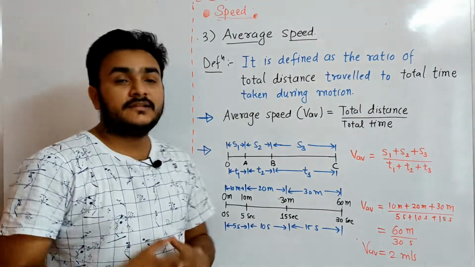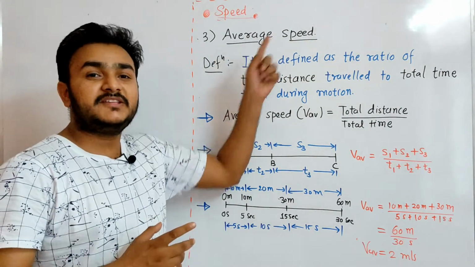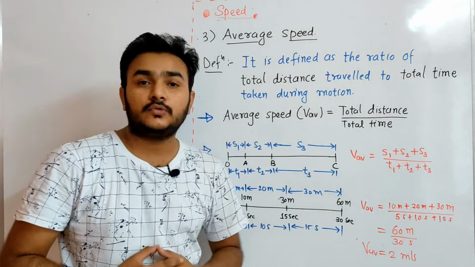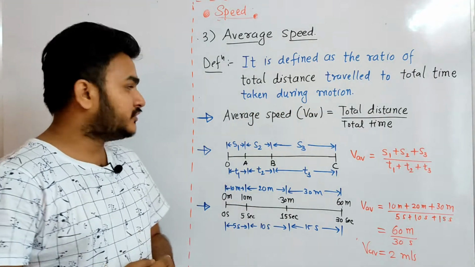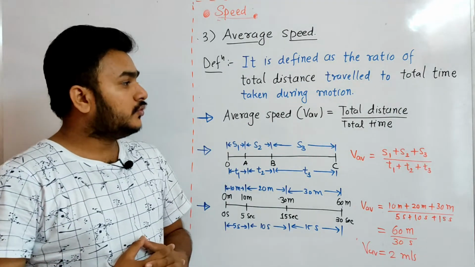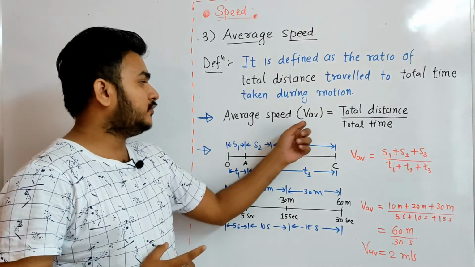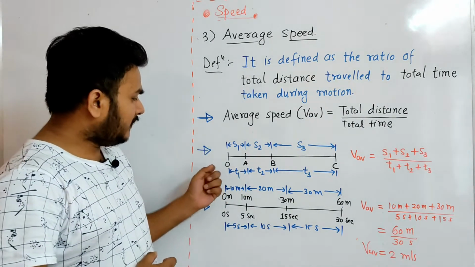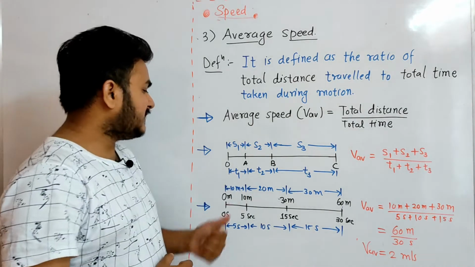Okay, let us understand the third type of speed, average speed. It is defined as the ratio of the total distance traveled to the total time taken during motion. So average speed is equal to total distance by total time. It is shown by VAV, that means average speed. Now, let us understand with this example.